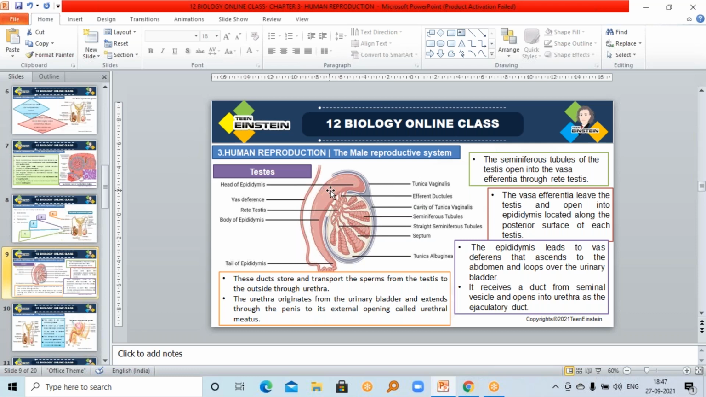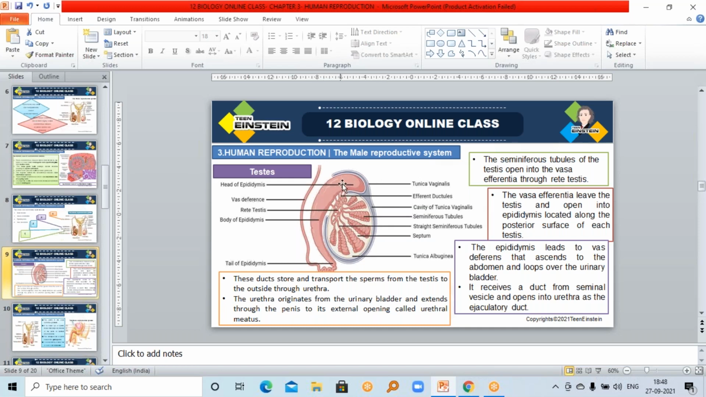So the vasa efferentia opens to the epididymis. The epididymis is a comma-shaped structure, right? You can see the shape in the picture, it's almost like a comma, and it's about 4 centimeters. This epididymis is around 4 centimeters, and it is a mass of closely coiled tubules.